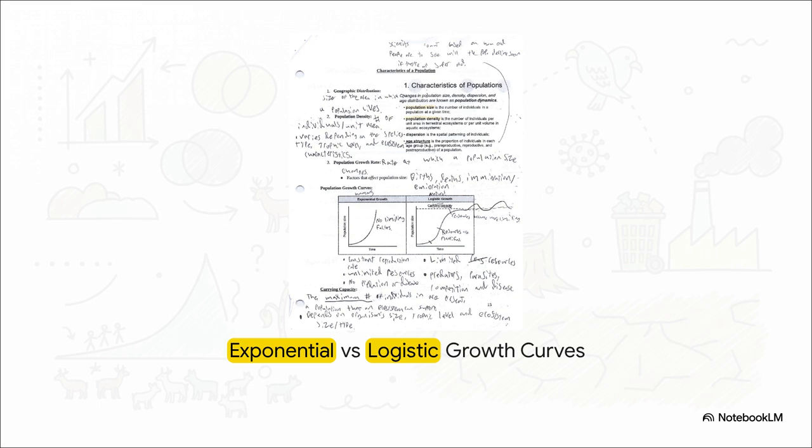But we live in the real world, and out here, resources eventually run out. That brings us to the realistic S-curve of logistic growth. In this scenario, limiting factors like predators, parasites, and competition eventually step in, causing the population growth to flatline and stabilize.